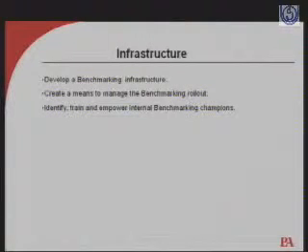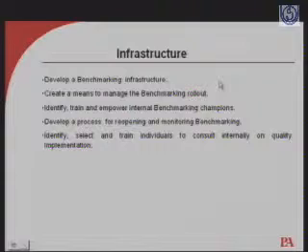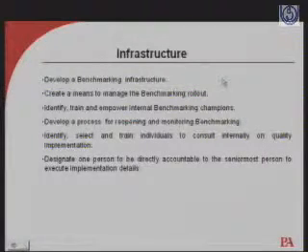At the same point of time, you need to create an infrastructure for doing a benchmarking study. Create a means to manage the benchmarking rollout, identify, train and empower internal benchmarking champions. Develop a process for reviewing and monitoring benchmarking. Identify, select and train individuals to consult internally on quality implementation. Designate one person directly accountable to the senior-most person to execute implementation details.